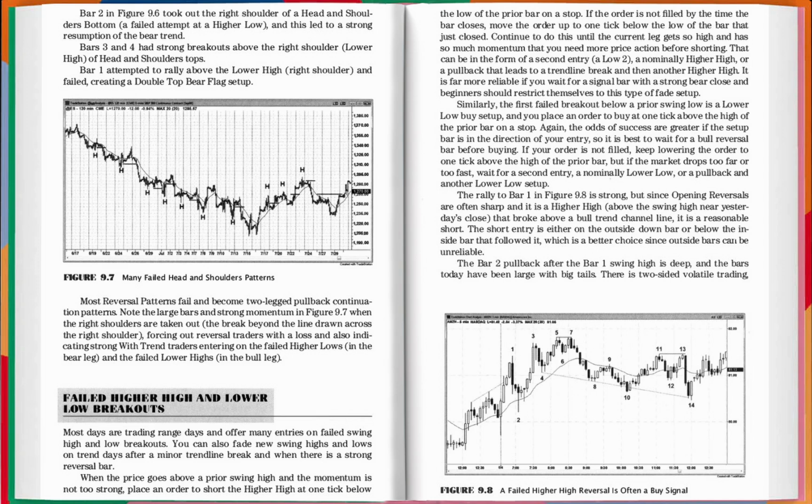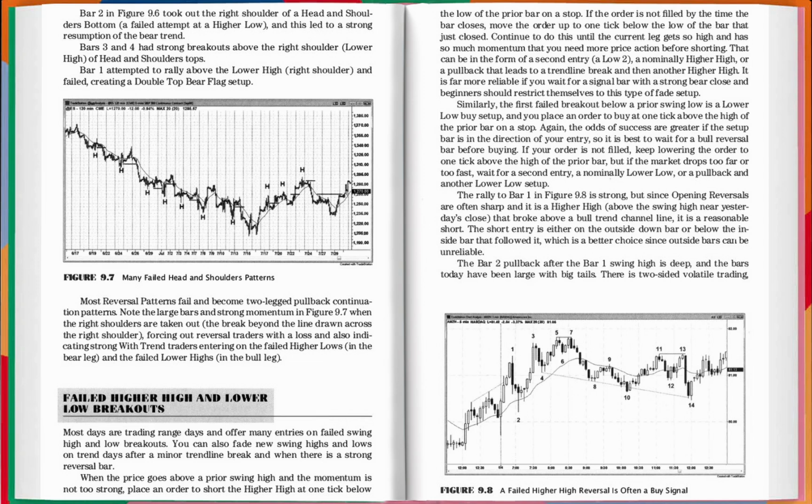That can be in the form of a second entry, a low 2, a nominally higher high, or a pullback that leads to a trendline break, and then another higher high. It is far more reliable if you wait for a signal bar with a strong bear close, and beginners should restrict themselves to this type of fade setup.